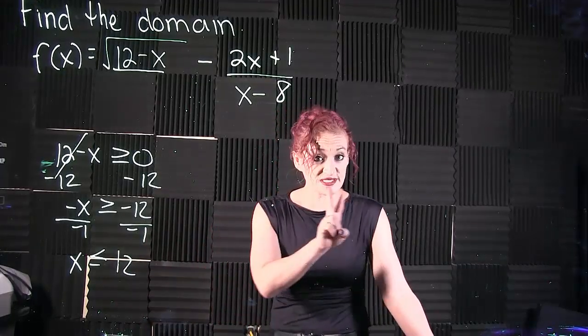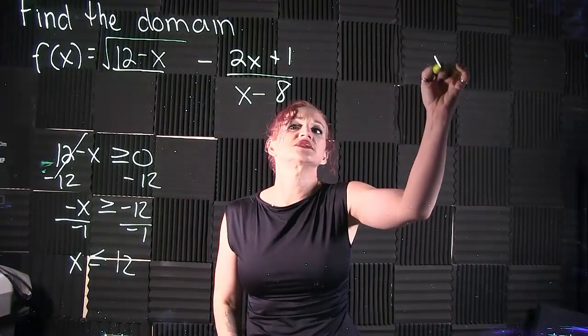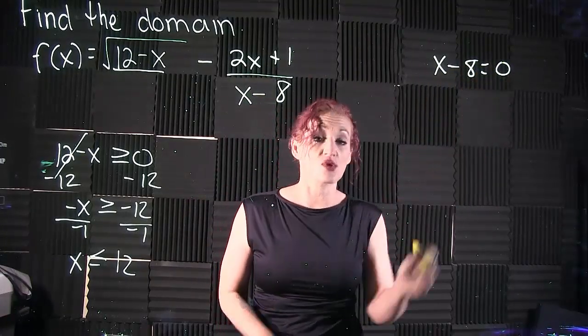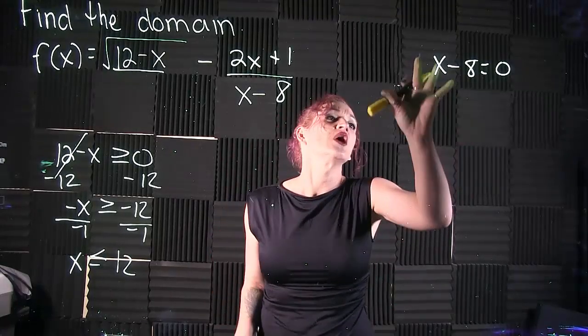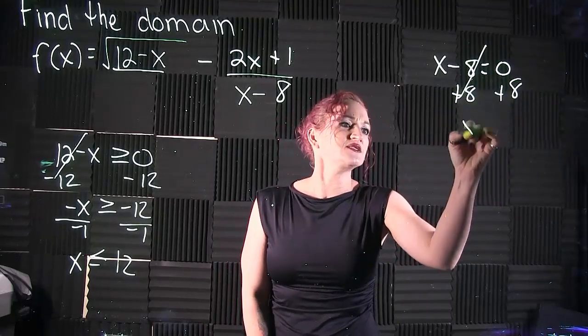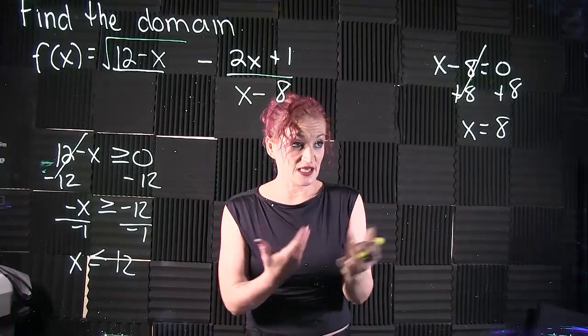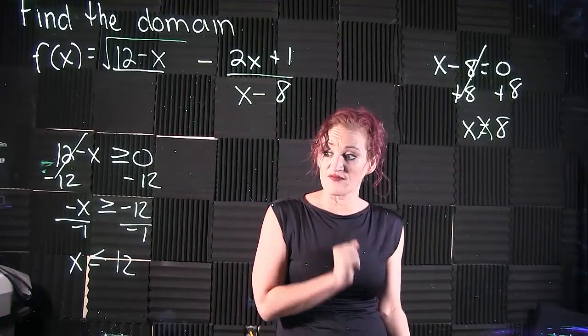But our second restriction, the rules of rational functions, say you need to set your denominator equal to 0 and solve. Your solutions are restricted values. So when we solve this little mini equation, it's one step. Add 8 to the other side, and we get x is equal to 8. That means 8 cannot be part of our domain.